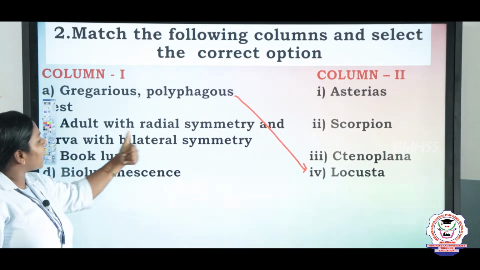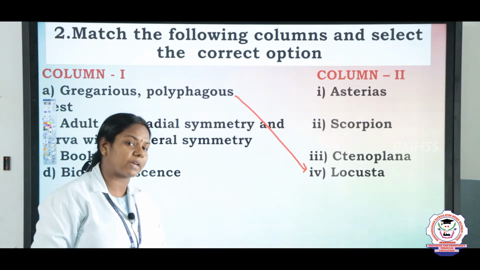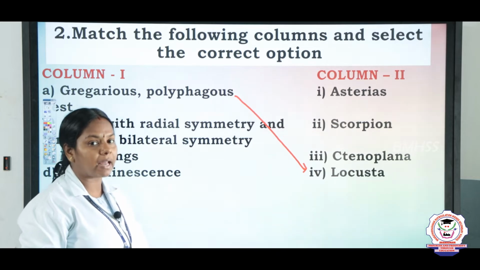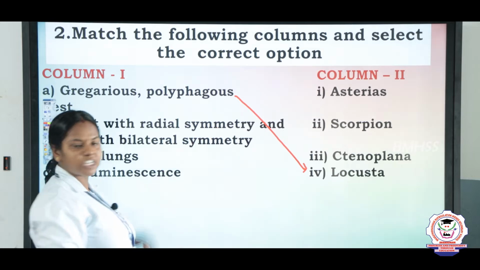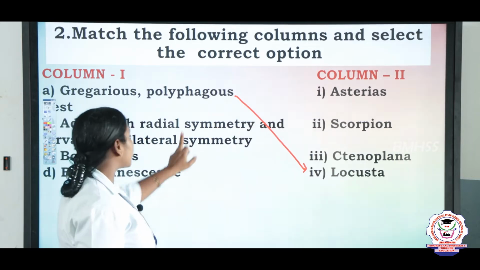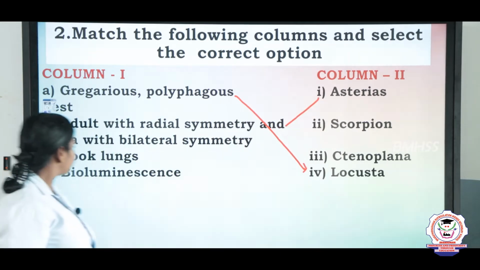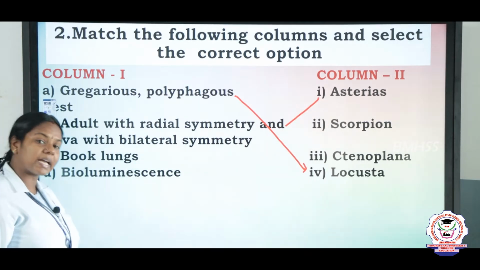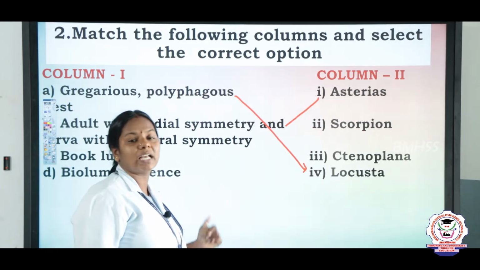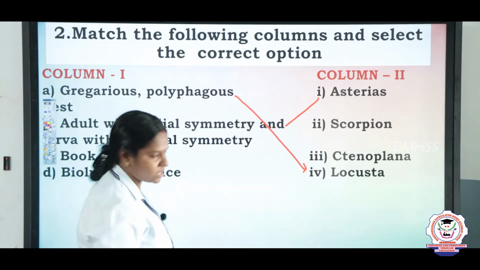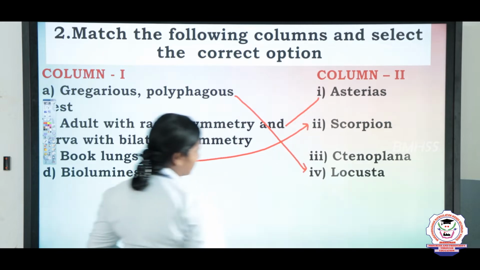Adult with radial symmetry and larva with bilateral symmetry: this type of character we can see in the phylum Echinodermata, the starfish, right? The scientific name of starfish is Asterias. So the correct answer for this is Asterias. Book lungs are a characteristic feature of phylum Arthropoda, especially seen in scorpions. So the answer for this is scorpions.